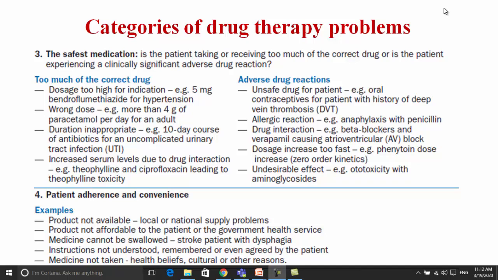The last example is undesirable effect. For example, ototoxicity with aminoglycoside, and adrenal toxicity of aminoglycoside. The fourth theme is patient adherence and convenience in receiving a treatment.